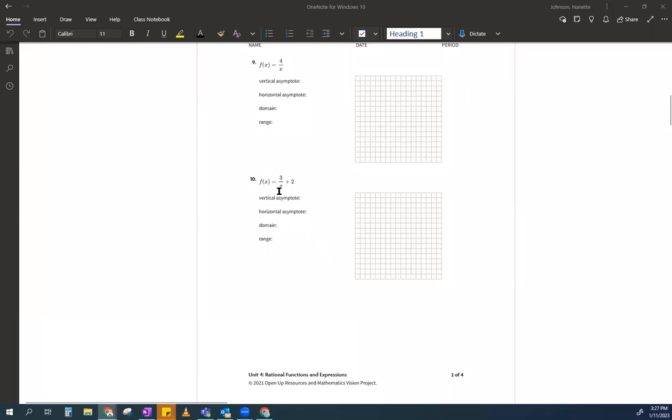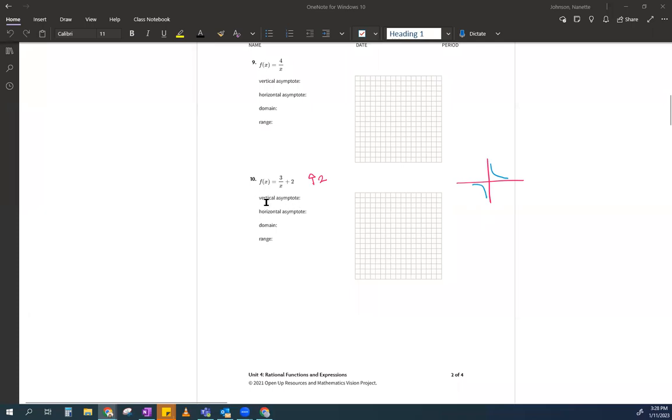Okay, so this one says 3 over x plus 2. What does this plus 2 do? What is its job? Yeah, it moves up 2. Okay, so can you just think about this? So here's my little graph, right? And then here's my branches, right? Can you imagine me taking this whole thing and moving it up 2? So this whole thing just moves up 2. Like, can you imagine this guy moving up 2 and this guy moving up 2, right?